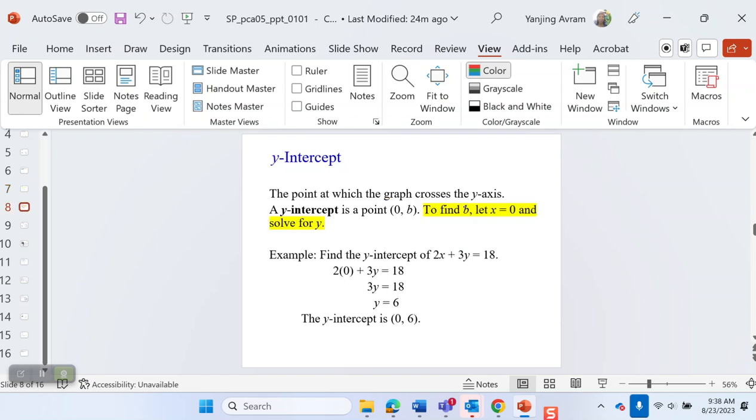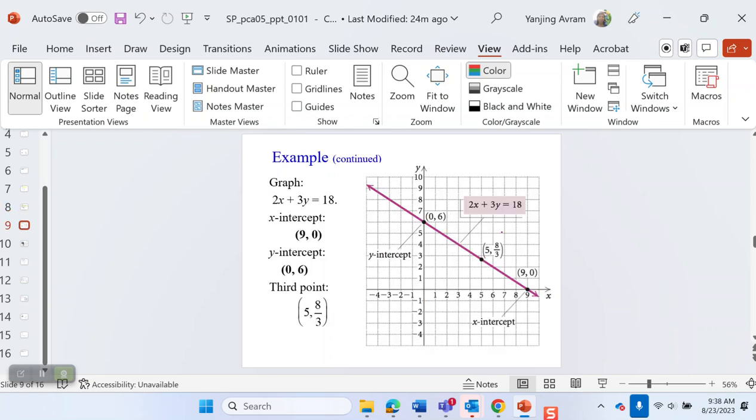And then if you want to solve for the y-intercept, you let x be 0. So x is 0, only the y term is left. So 3y equals 18, y will be 6. All right. And then you can plug those 2 points into the coordinate plane and then graph them. Since we already talked about this last time, I just have a very quick review of what the x-intercept and y-intercept are in here.